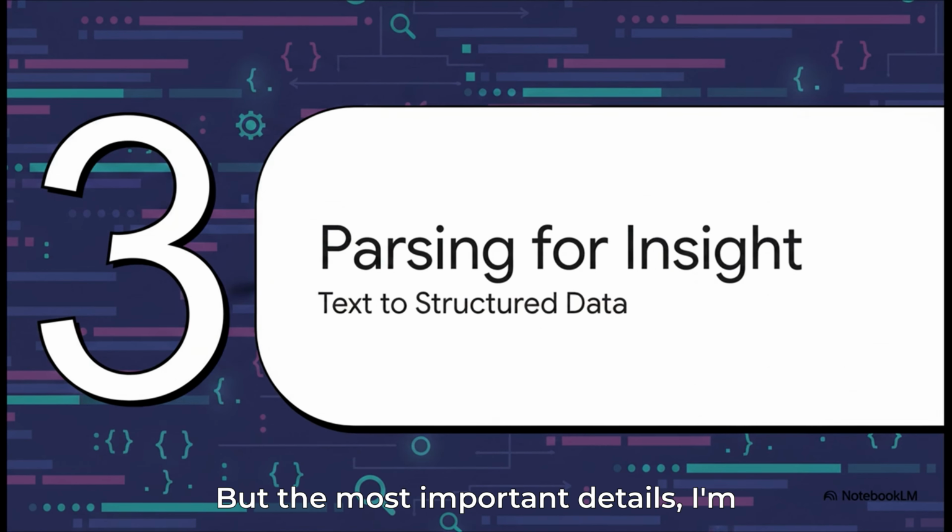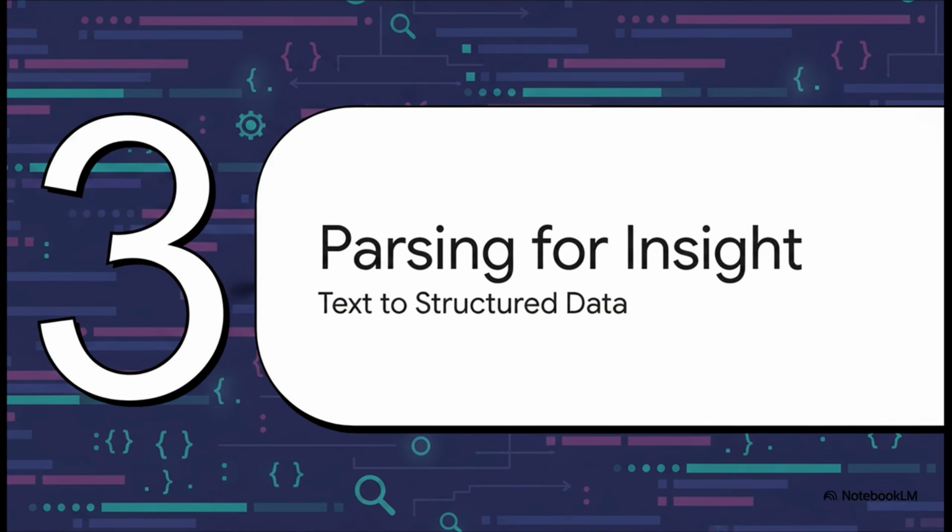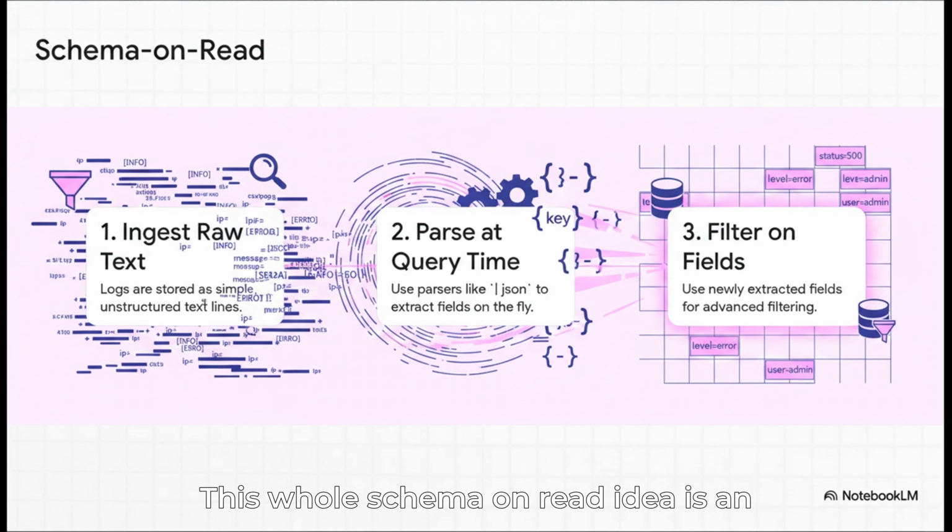But the most important details, I'm talking about the request ID or a specific error message, they're still locked inside that raw text. We need to break it open and turn it into structured data we can actually query. This whole schema on read idea is an absolute game changer.